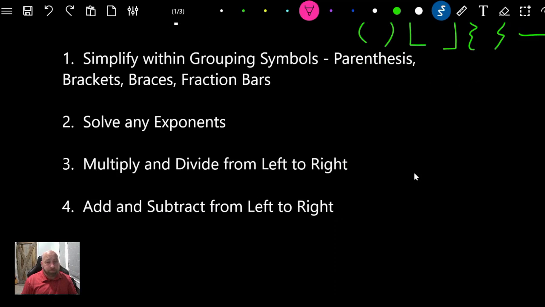All right, number 3. We're going to multiply and divide from left to right. What does that mean? Well, that means that if I have a division, let's say 10 over 2, and then we'll just do that times 4. You might say, what are you doing? Why did you put a parenthesis on the 4?